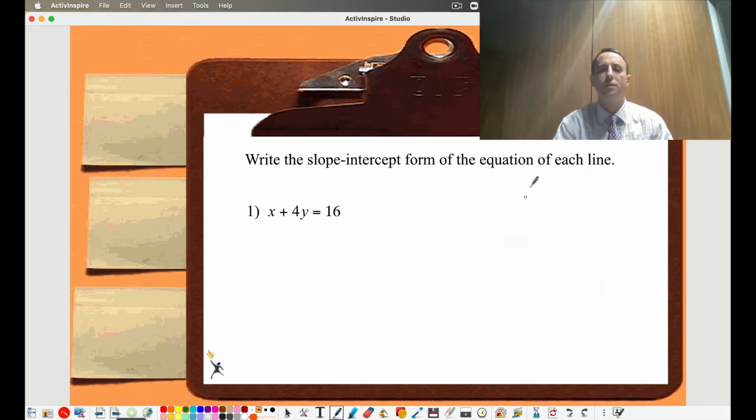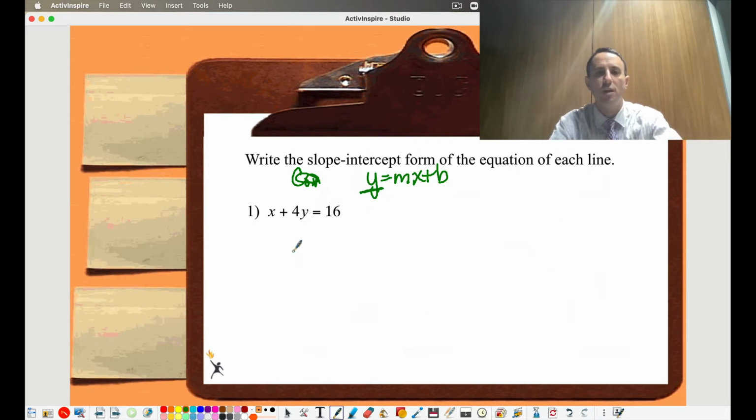So again, remember this is the directions. The directions also might say convert or graph by converting if that's the problem. But this one just says write slope-intercept form, and again, remember that's y equals mx plus b of the equation in each line. So first things first, since it's slope-intercept, I'm solving for y. That's really what I'm asking you to do.